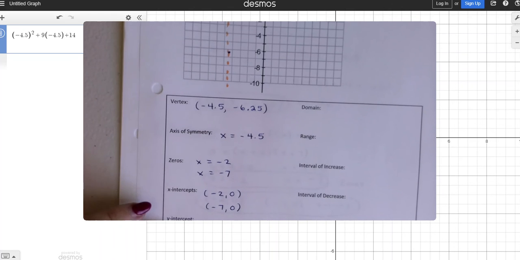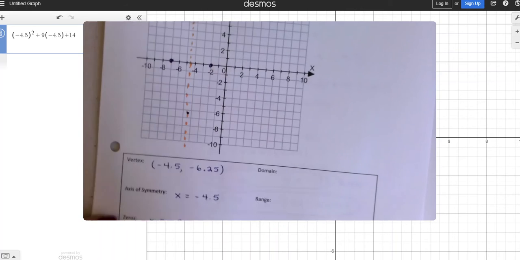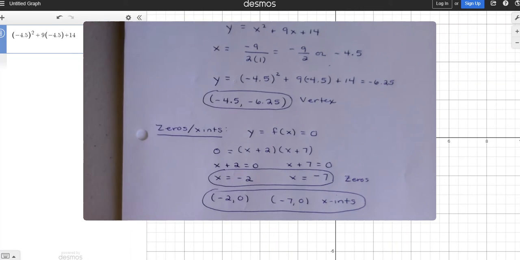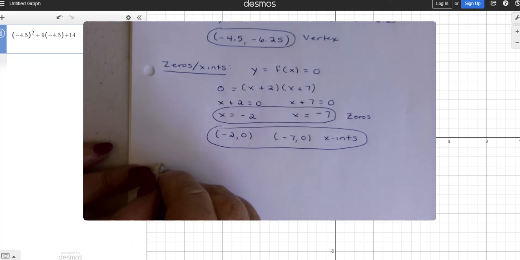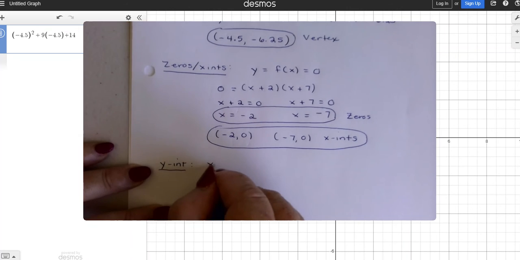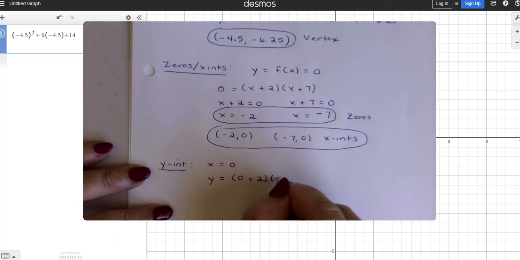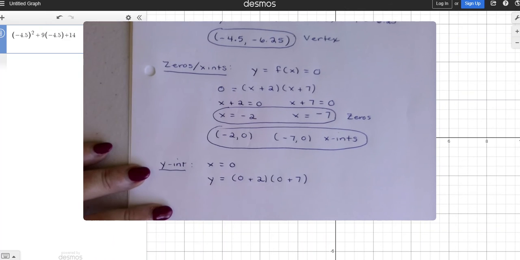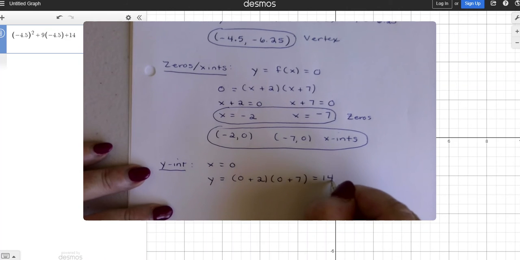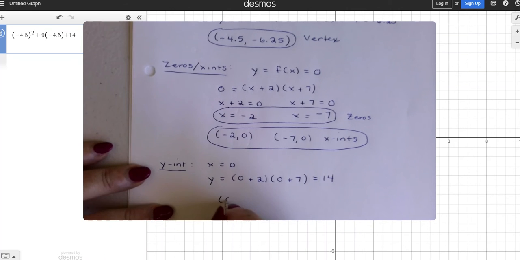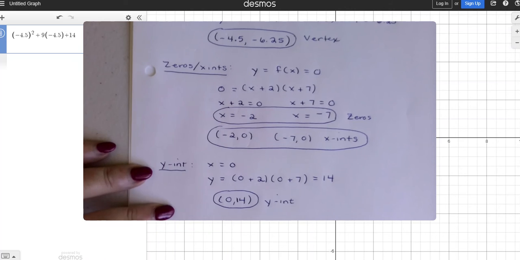All right, one more algebraic thing to find, and that's our y-intercept. For this, we have to set x equal to 0. So y would be 0 plus 2 times 0 plus 7. 2 times 7 is 14. And 0, 14 then is my y-intercept.